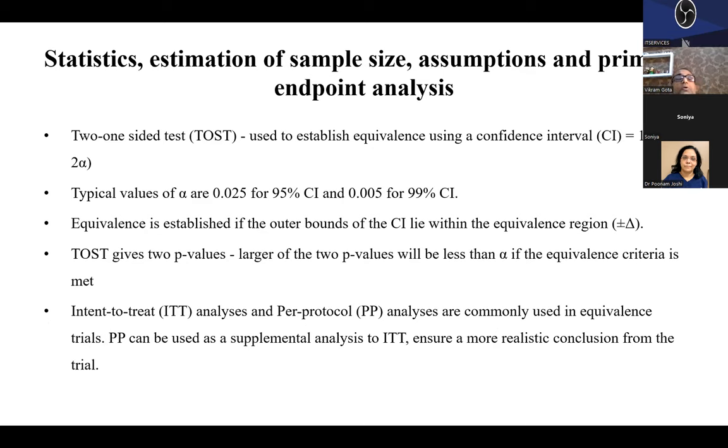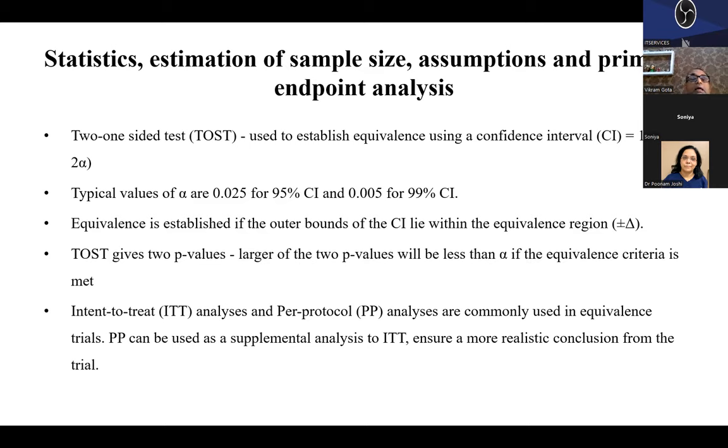Okay. So now, when it comes to statistics for an equivalence trial, because equivalence will have two margins, one on the right side and one on the left side, you will use what is called a 2 one-sided test. You will have to demonstrate that on the right-hand side the difference is not significant, and on the left-hand side also the difference is not significant. Therefore, you are going to use a 2 one-sided test. And the typical value of alpha is 0.025 for a 95% confidence interval.